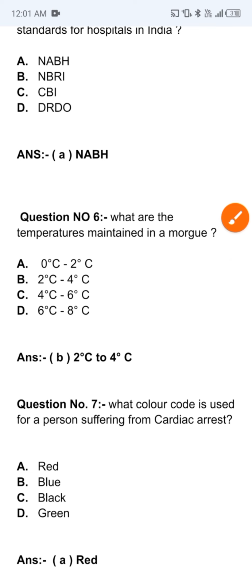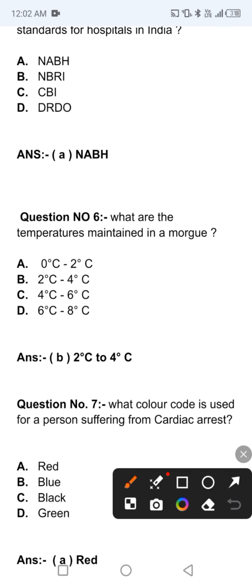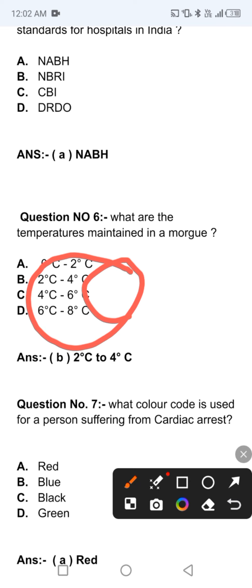Now move on. Question number 6: What temperature is maintained in a mortuary? And here are the options: option A, 0 degrees Celsius to 2 degrees Celsius; B, 2 degrees to 4 degrees Celsius; option C, 4 degrees Celsius to 6 degrees Celsius; and the last, 6 degrees Celsius to 8 degrees Celsius. And the answer is 2 degrees Celsius to 4 degrees Celsius.